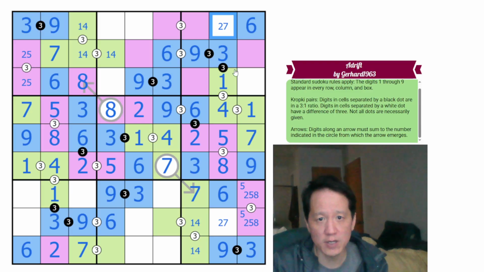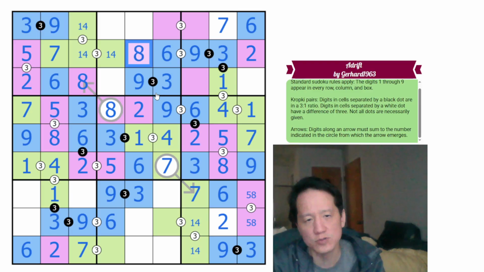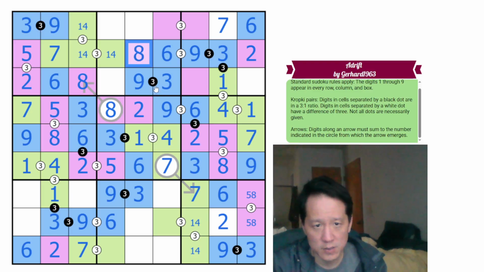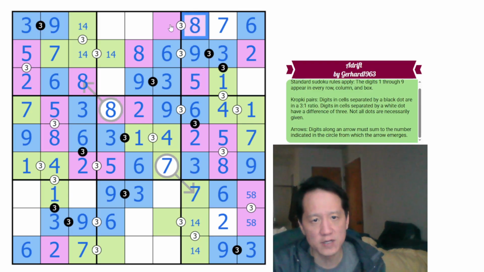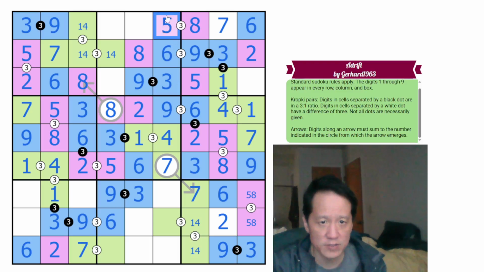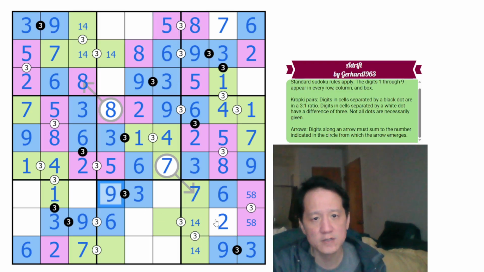This can't be pink anymore because we have 3 pinks in the box, so this must be a 7, which makes this a 2. This can't be 2, so this has to be a 5-8 pair, which forces this to be 2, which makes that a 5, which makes that a 2. This 5 means this can't be 5 or 2, so this must be 8. This is 5 or 8, and this is 5 or 8, but this can't be 8. So this must be 5, which makes that an 8, which makes this a 5, because it's 3 away from 8.